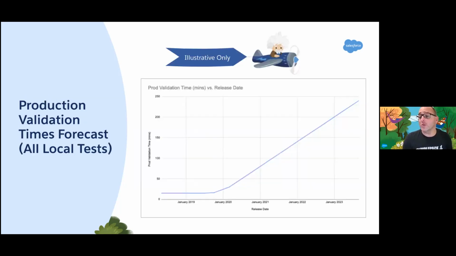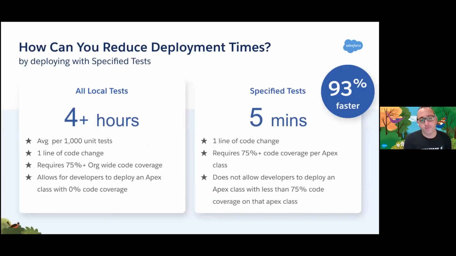So if you're running all tests today, your org, over time, you'll get more tests, and it'll take longer and longer to validate and deploy. And so you're gonna start to reduce your speed and agility. How can we keep that speed and agility the same that it is today and in the future? Well, instead of running all tests, we can run something called specified tests. Here's the key between the two.